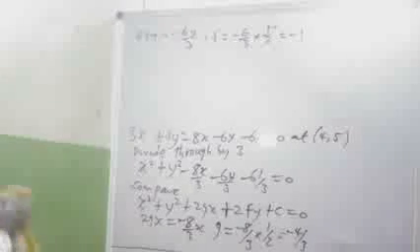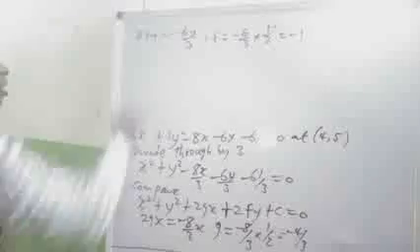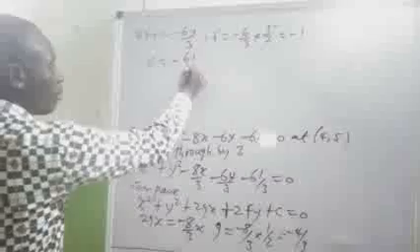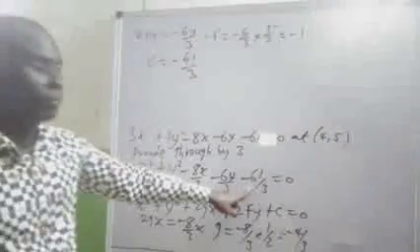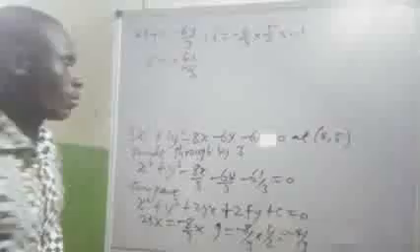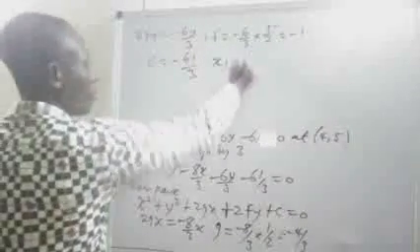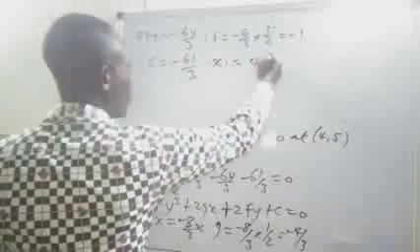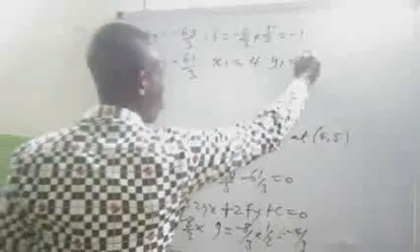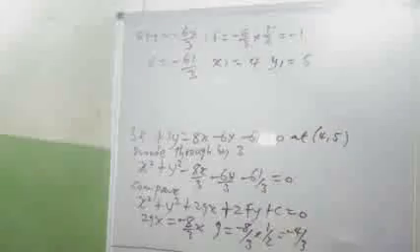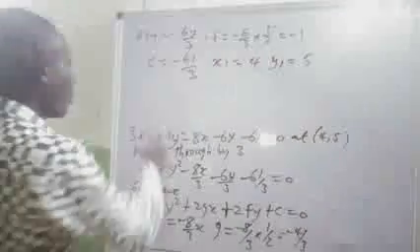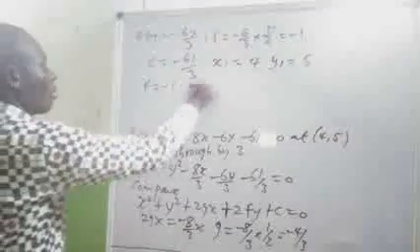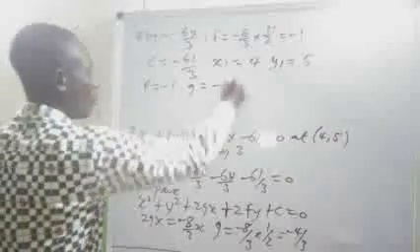Then c is minus 61 over 3. Then you know that your x1 is equal to 4, then your y1 is equal to 5. So here, in summary, we say that our f is equal to minus 1 and our g is equal to minus 4 over 3.